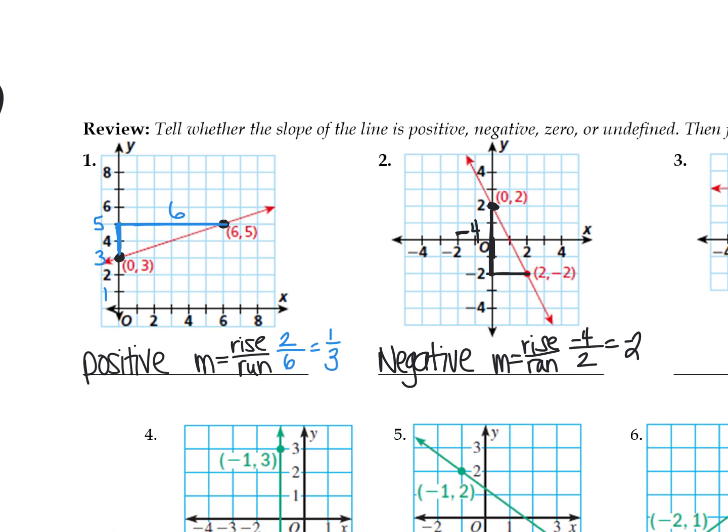Now notice how this graph here in number 2 is very steep, and we got negative 2 as our answer. The graph in 1 is not very steep at all. It's much more of a slight incline, and our slope is 1/3. So anytime you have a number that's smaller than 1, smaller than a whole, your slope is going to be much less steep. Then when you have numbers that are greater than 1, either in the positive or negative way, we have a very steep incline there.